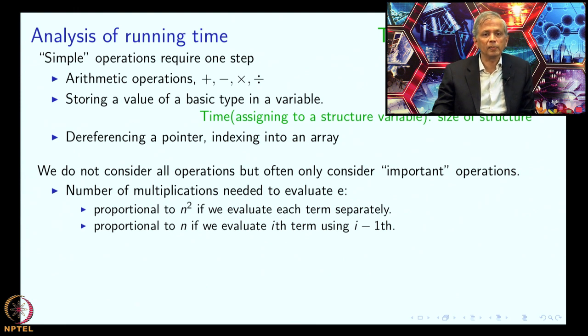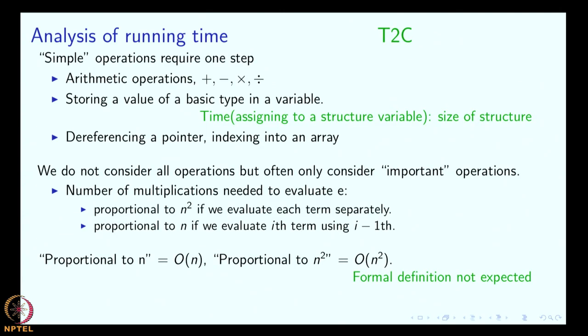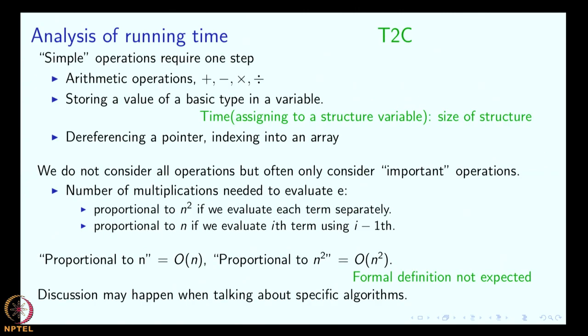You should say that proportional to n squared can be written as a short form as O of n squared, but again O of n has a formal meaning. It is too early to talk about the formal meaning. So proportional to n can be written as O of n, proportional to n squared can be written as O of n squared. Don't talk about the formal meaning. So this is basically the extent to which running time should be analyzed in this course. And the discussion may happen while talking about specific algorithms. You probably don't need to devote a lecture to this or anything.